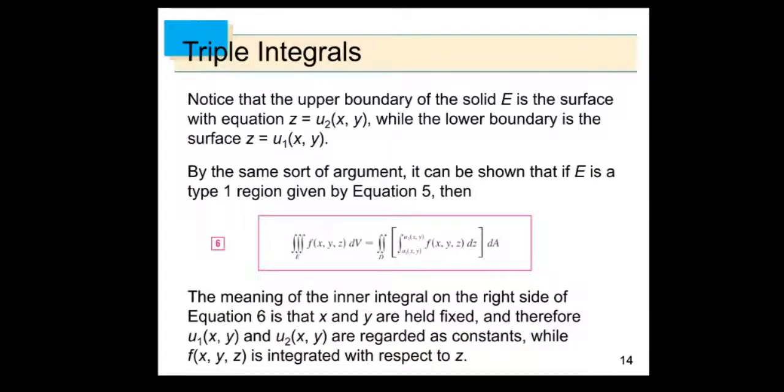Well, moving ahead, notice that the upper boundary of the solid E is the surface with equation z equal to u2 of x, y.